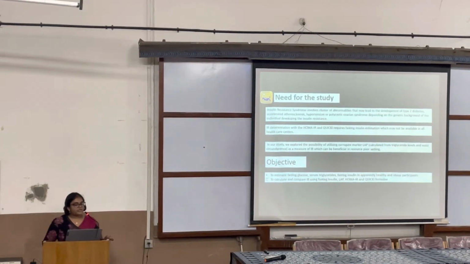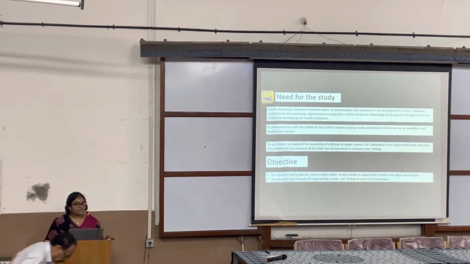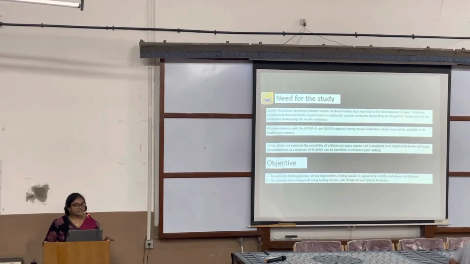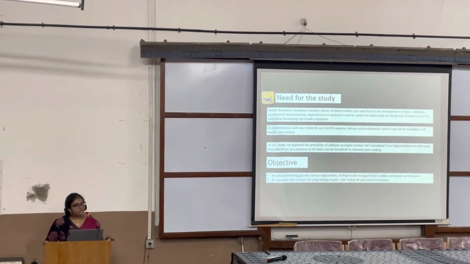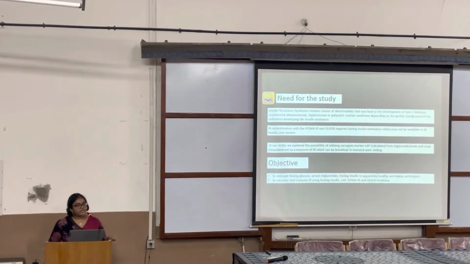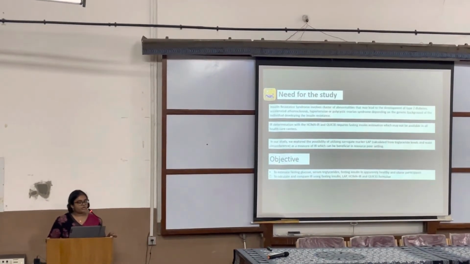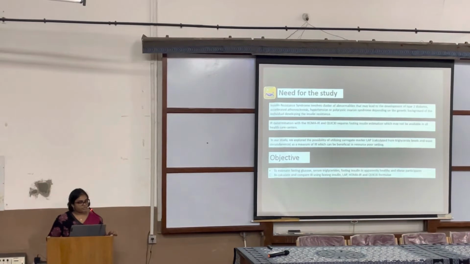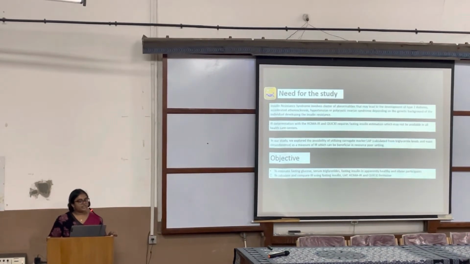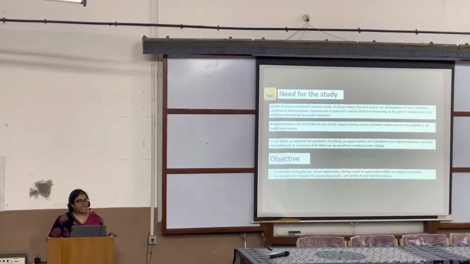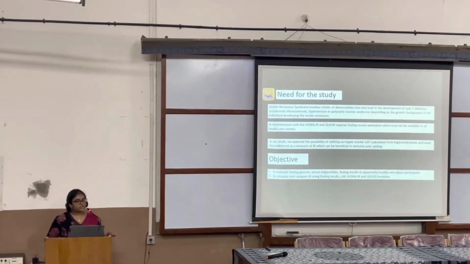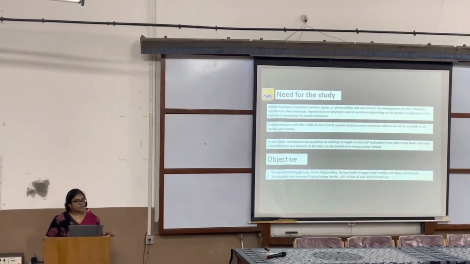Insulin resistance determination with the HOMA-IR and QUICKI requires fasting insulin estimation, which may not be available in all healthcare centers. In our study, we explored the possibility of utilizing the surrogate marker LAP, lipid accumulation product, which is calculated from triglyceride levels and waist circumference, as a measure of insulin resistance, which can be beneficial in a resource-poor setting.